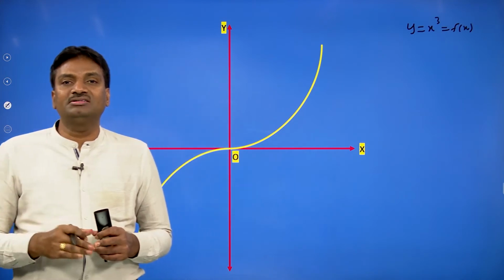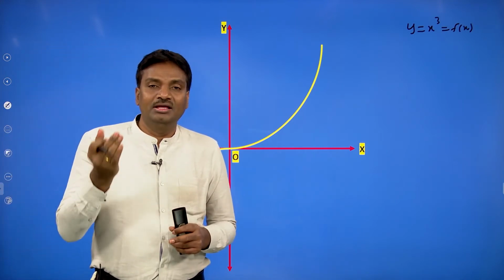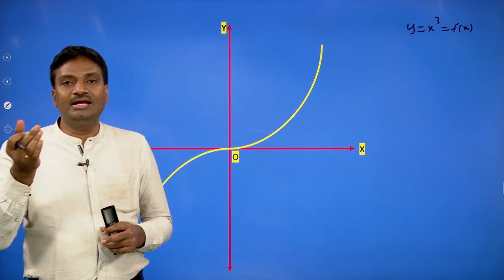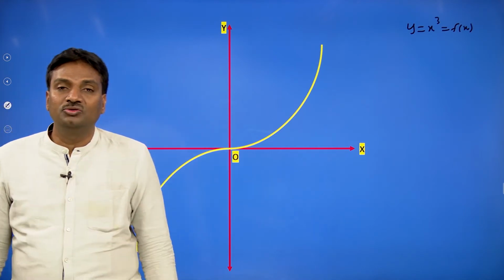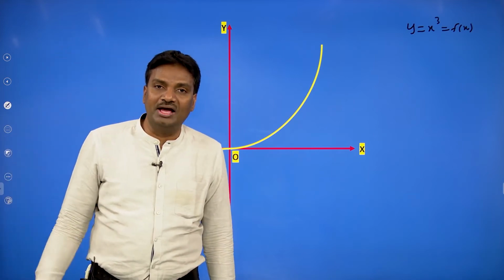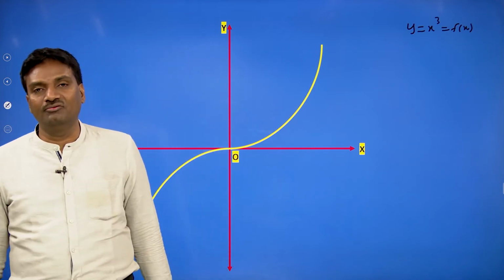But for some functions, by writing minus x in place of x, we do not get either plus f of x or minus f of x. These types of functions are known as neither even nor odd functions.